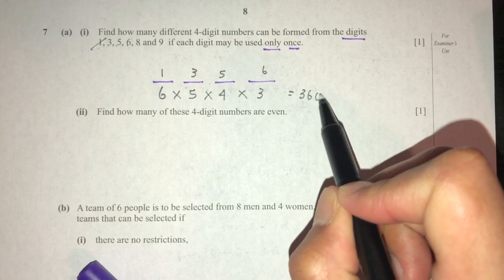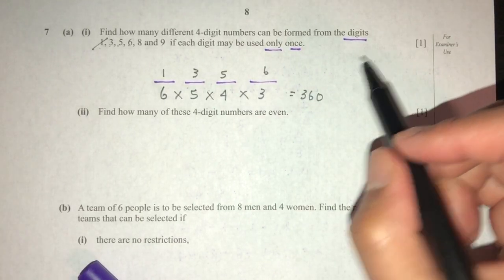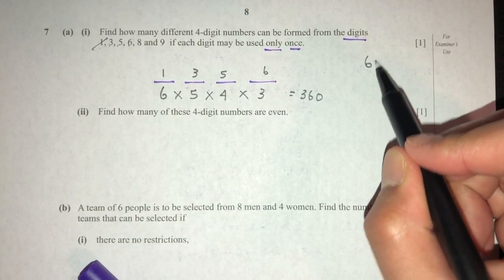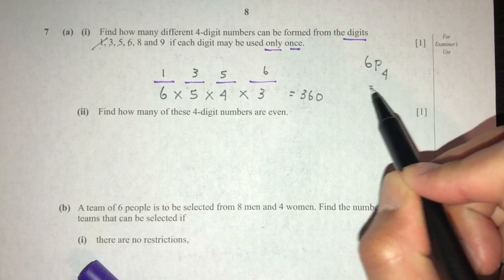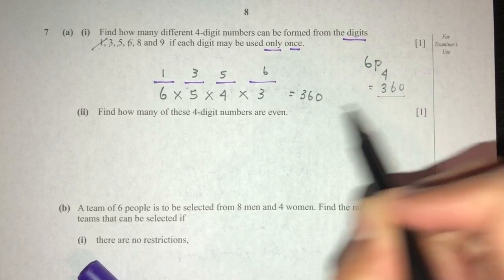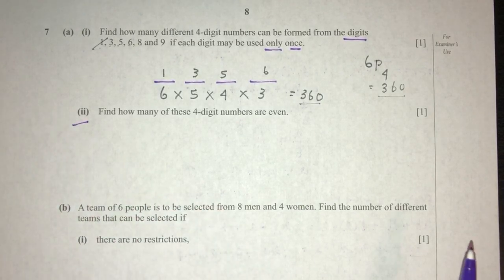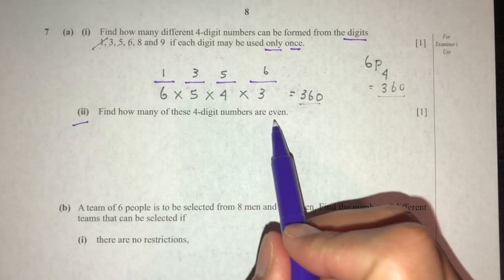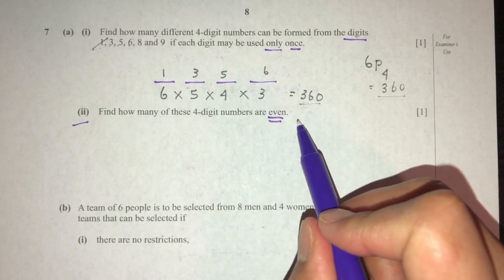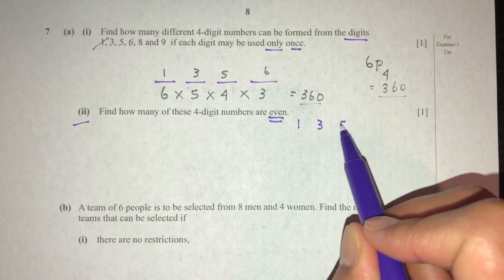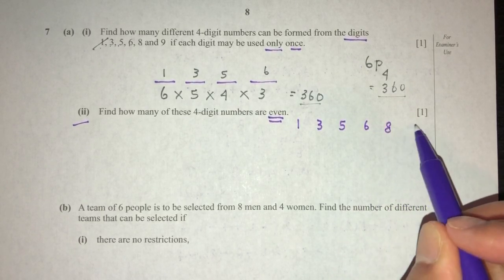Now if you guys like to use formulas, pretty easy. So everything will be 6 permutate 4. That should give you the same value as well. So 2 ways to find the same answer. Now for part 2, we have to find how many of these 4-digit numbers are even. So let's write this down again. We have 1, 3, 5, 6, 8, and 9.